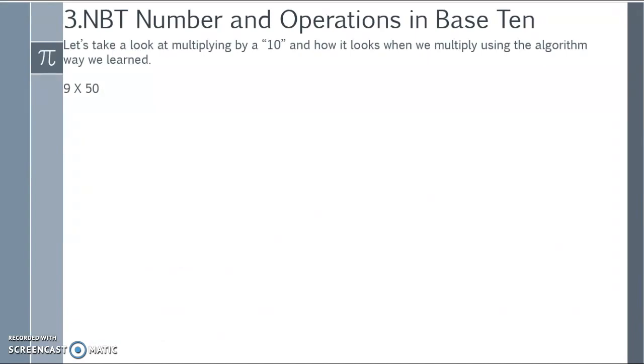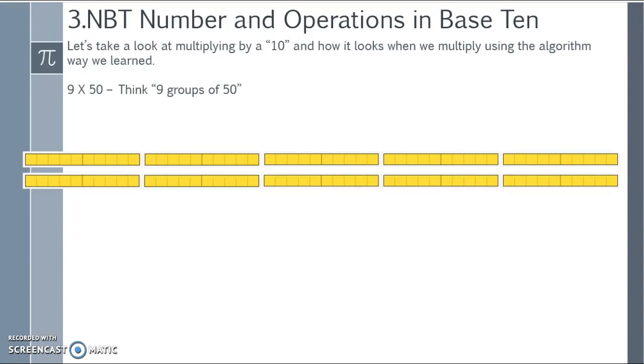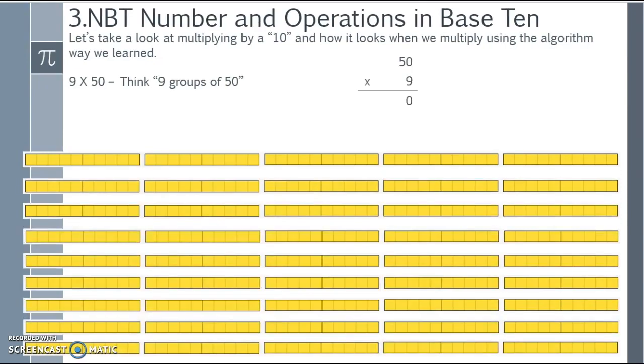Let's look at multiplying by a 10 and how it looks when multiplying using the algorithm way that we've learned. So let's look at 9 times 50, for example. We think of this as 9 groups of 50. So here's one group of 50 across the top here, so 10, 20, 30, 40, 50. Then we have 2 groups of 50, giving us, and then now all of a sudden we have 9 groups of 50, so putting them all together.